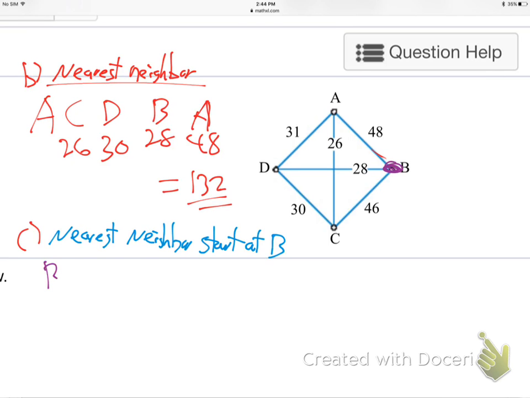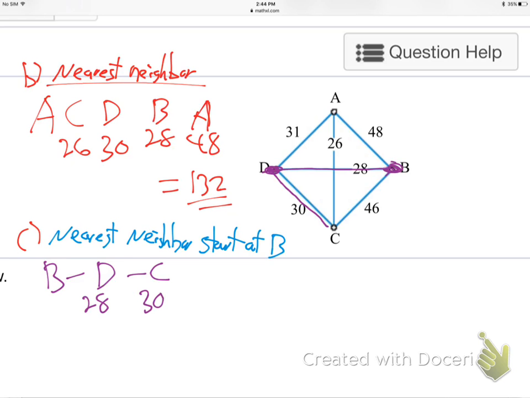So what would that be? Start at city B. What's the cheapest road from B? I could go to A for 48, or D for 28, or C for 46. So clearly I'm going to go to D for 28. And then from D, now I'm here. What's the cheapest road from here? Going to be C for 30.